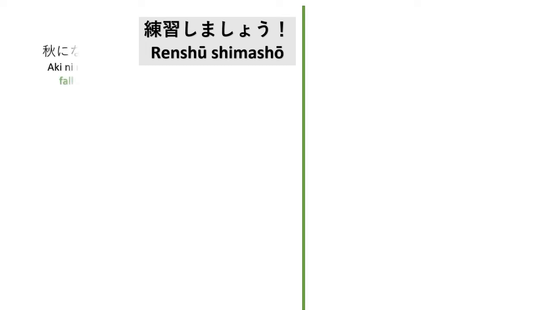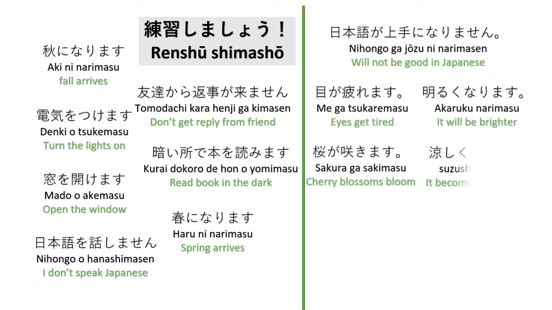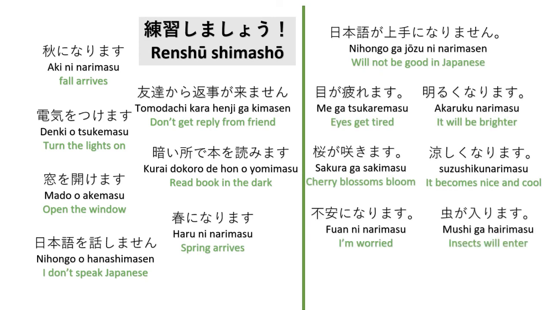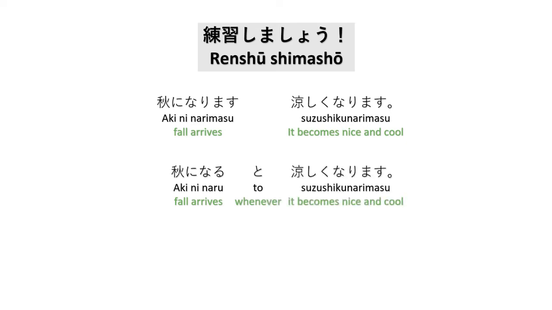Okay, so let's practice. We're basically going to connect these two using the particle to. So here we start with aki ni narimasu and suzushiku narimasu. Fall arrives and it becomes cool. So basically we're going to connect them with to, whenever. For here, we just change the narimasu into present casual. Aki ni naru to suzushiku narimasu. Whenever fall arrives, it becomes nice and cool.